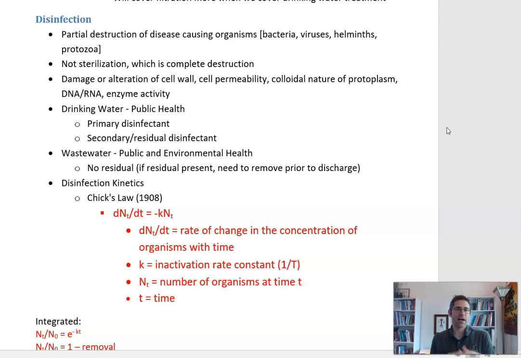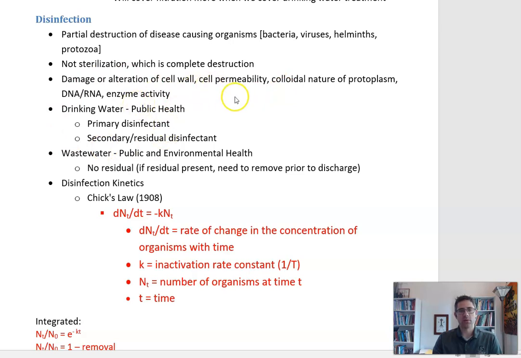With the vast majority of disease-causing organisms, ingesting the amount that's in the water is not going to cause major problems, but it's once they're allowed to reproduce in the host that they can reach levels that can cause problems. And so disinfection is about either killing or damaging them to the point where they can't be infectious anymore.